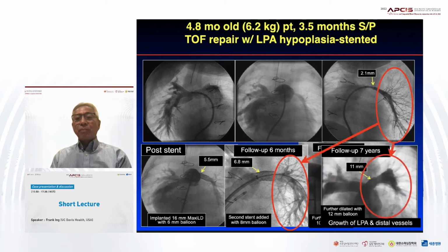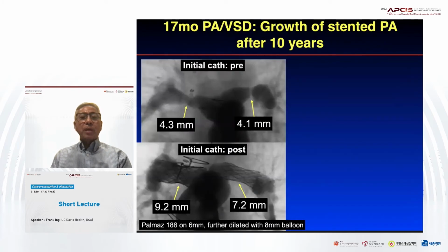It's gone from 2 millimeters to 11 millimeters. And again, you see how nicely the distal vessel grew because you are able to increase flow to that vessel.